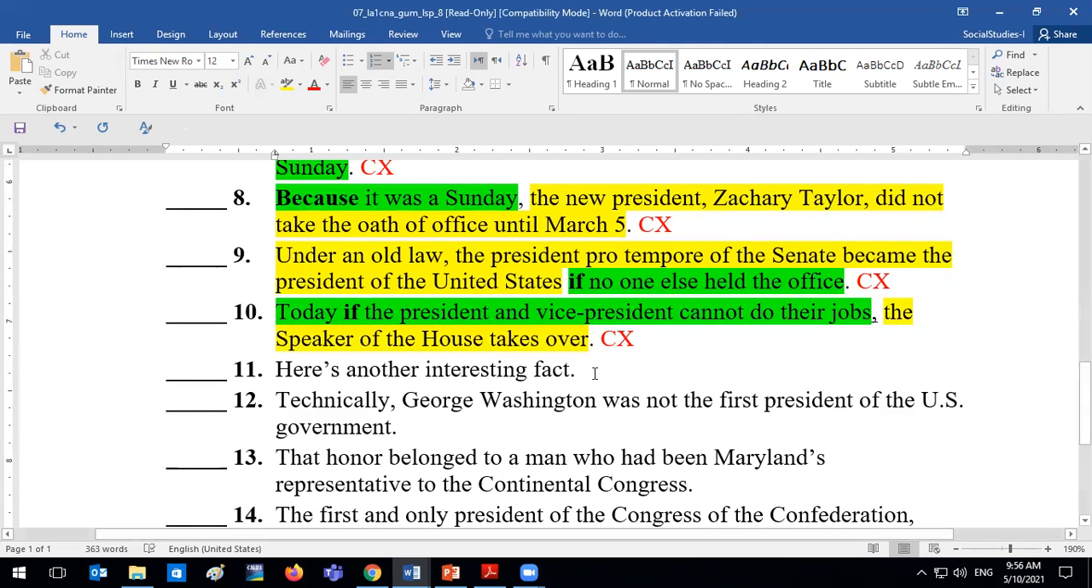Yes, miss. Thank you, honey. Can you please answer number 11? Here's another interesting fact. It will be a subordinate conjunction. Do we have a subordinate conjunction? Here is another interesting fact. Fact is your subject. Is is the verb. Remember how I told you in sentences that start with here or there, the subject comes at the end? So when I say here is another interesting fact, do we have any subordinate conjunctions here, Rahma? No, right? We have a subject and we have a verb.